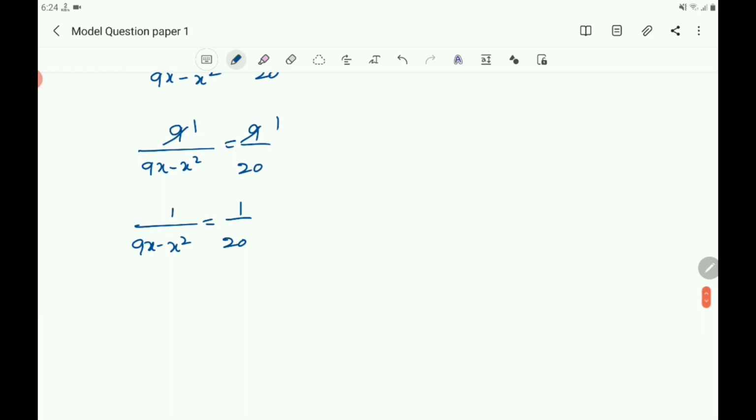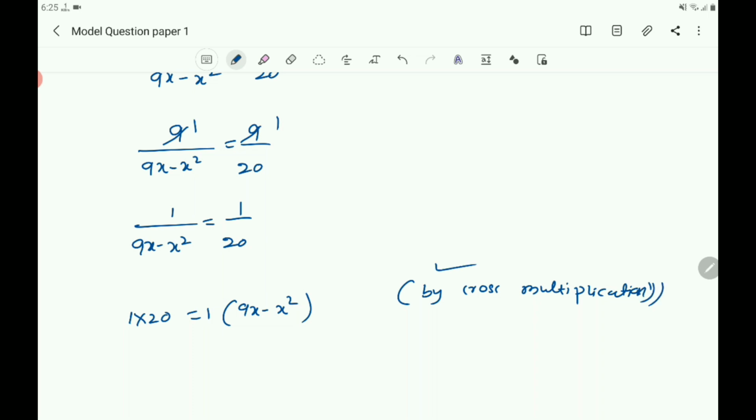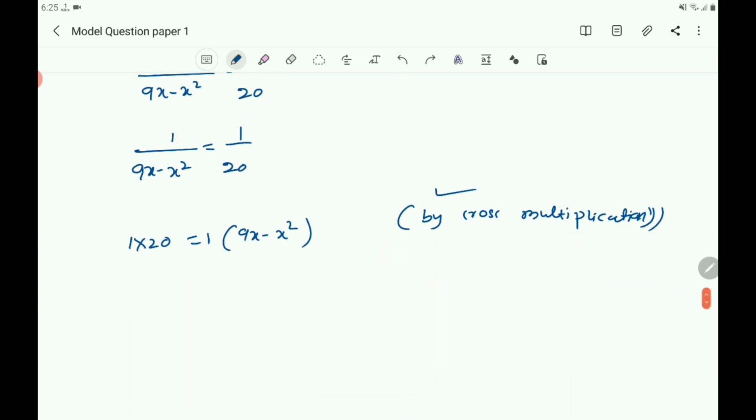Now you do the cross multiplication. 1 into 20 equals 1 into 9x minus x square. So you write 1 into 20 equals 1 into 9x minus x square. Here what you have done is cross multiplication. There is no necessity of writing this here. For your convenience I have shown this reason, but no need of writing this. Then 1 into 20 is 20 equals 9x minus x square.